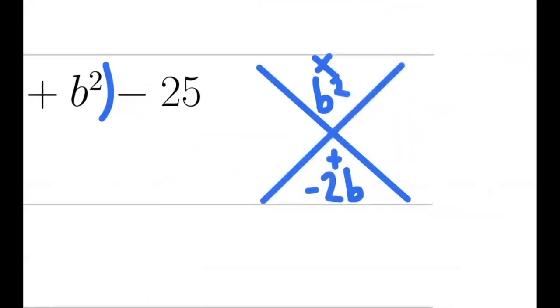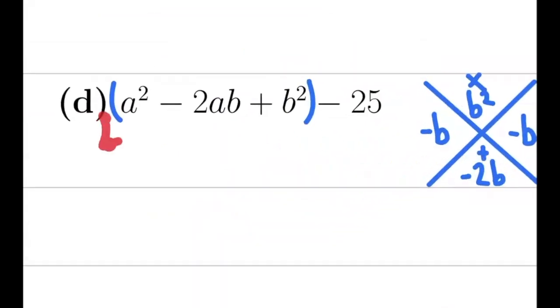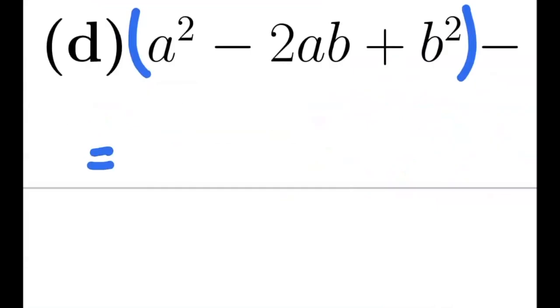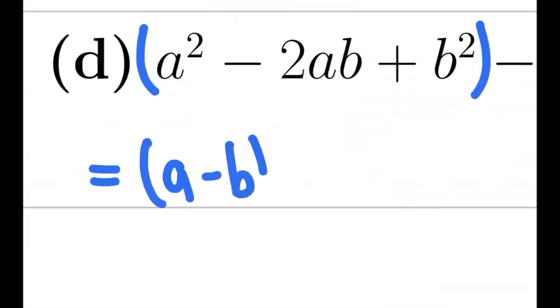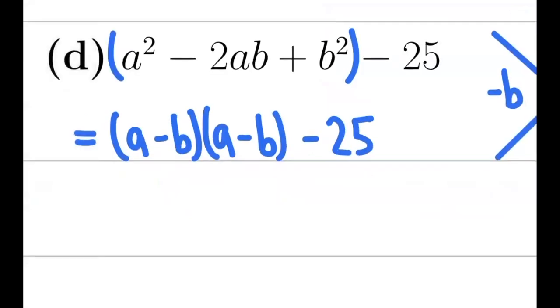So we want two numbers that multiply to b squared and add to negative 2b. What about b and b? Well, negative b and negative b. Yes, negative b times negative b is positive b squared. And then when you add them, you get negative 2b. So in factored form, this thing right here is just a minus b times a minus b. And then there's that minus 25 at the end. And a minus b times a minus b, that's just a minus b squared.